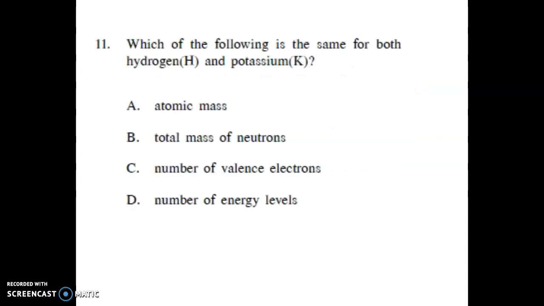Question 11. Which of the following is the same for both hydrogen and potassium? A. Atomic mass. B. Total mass of neutrons. C. Number of valence electrons. Or D. Number of energy levels.